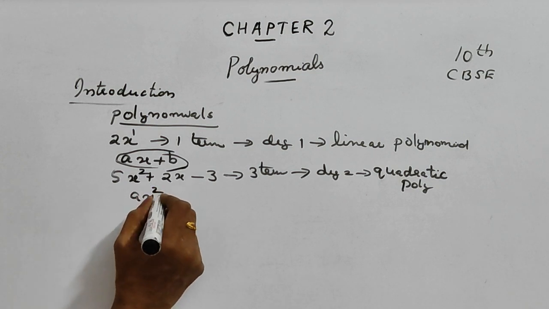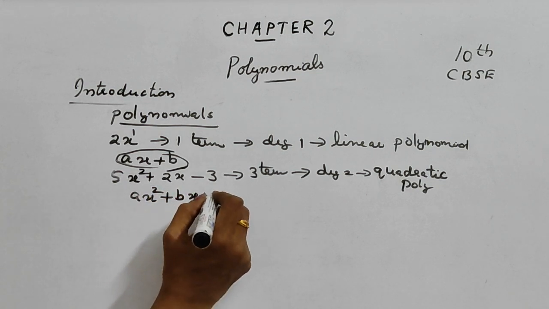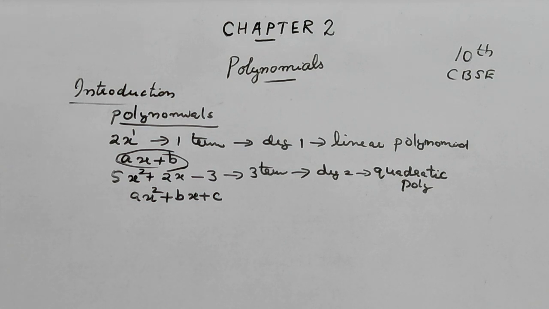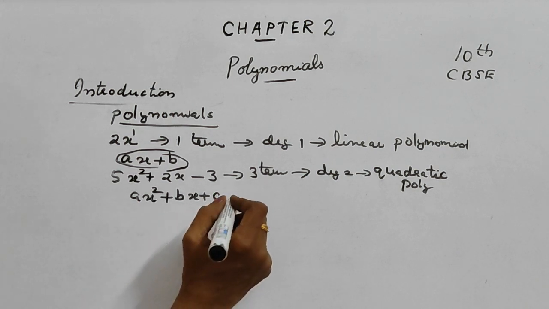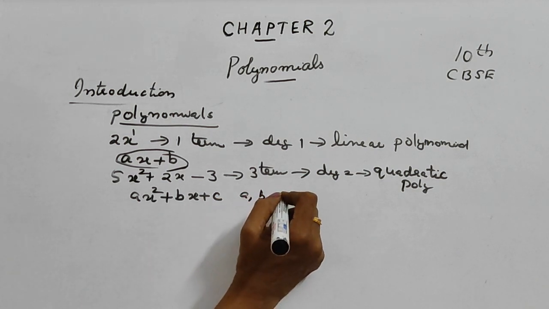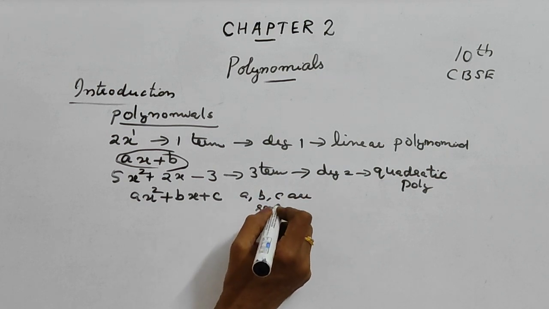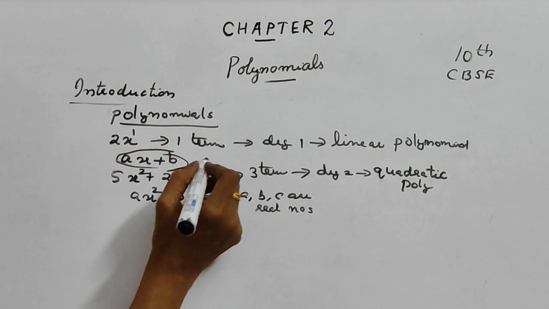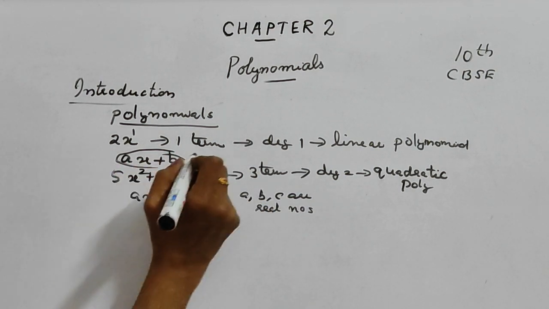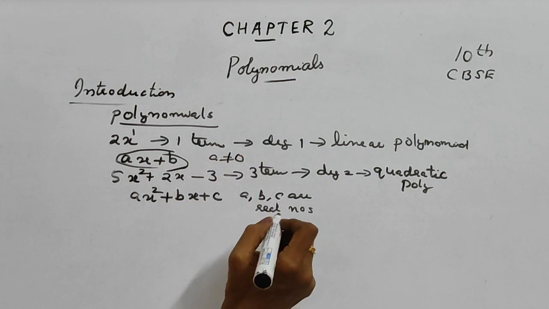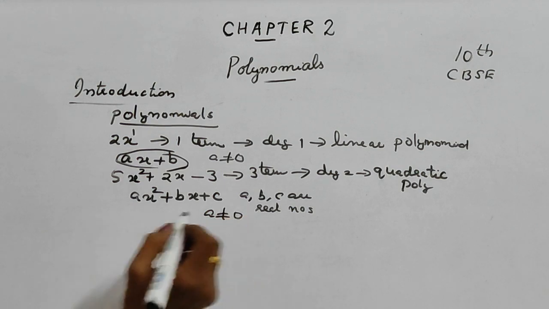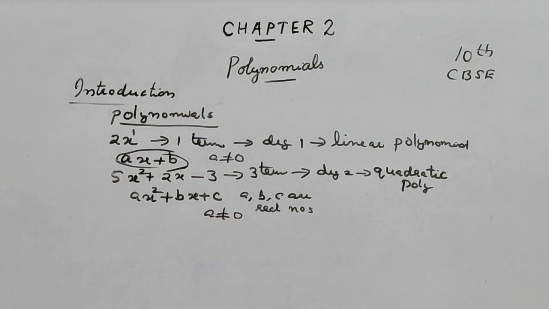Here we have the general form ax square plus bx plus c, where a, b, c are real numbers and a not equal to 0. What is the condition? a, b, c are real numbers. Here also same case. And a not equal to 0. Here also same condition. This is a quadratic polynomial.